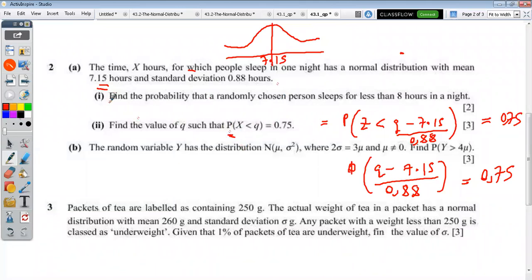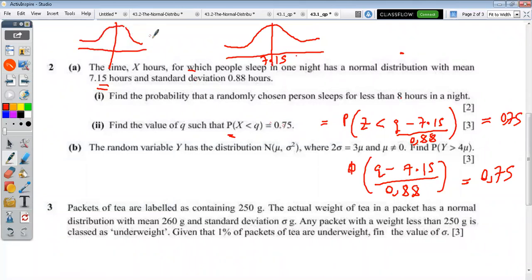Let's go to this question here. If we had gone to this, it's saying 8. 8 is above what? It's about 7 point whatever. So it's easy to know when you are given a value. But now we don't know what Q is. So we have to identify first whether Q is on the left side of your mean or on the right side. So let's read the question. Find the value of Q such that the probability of X being less than Q is 0.75.